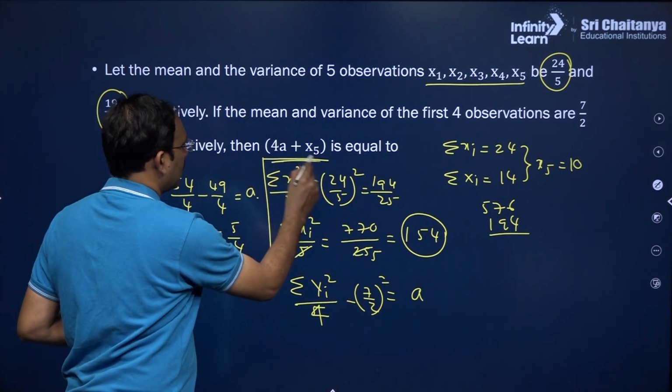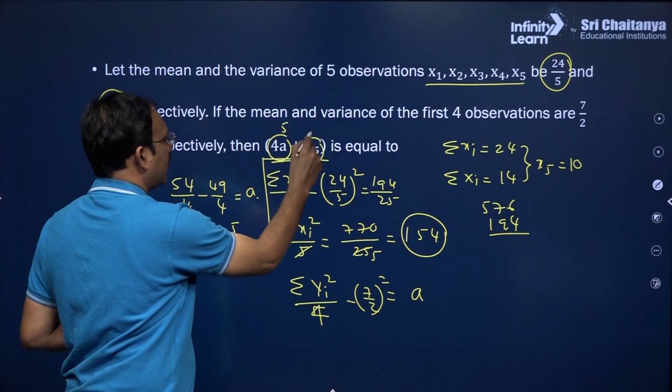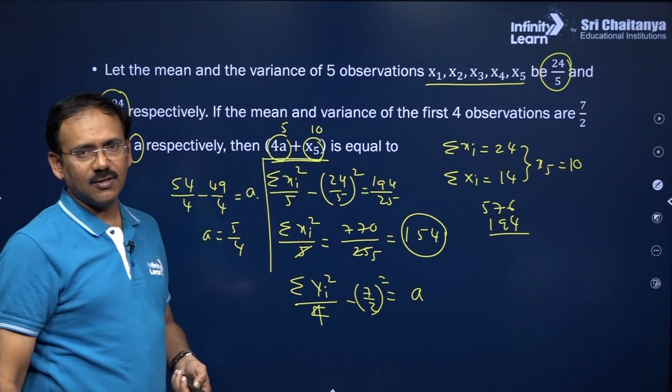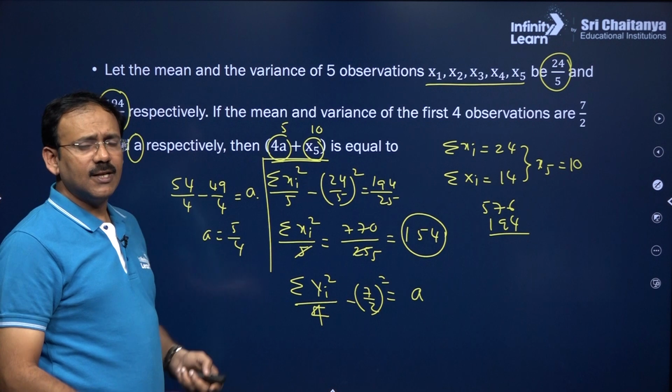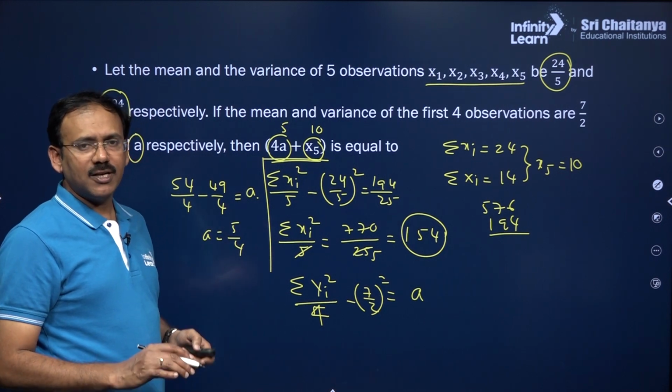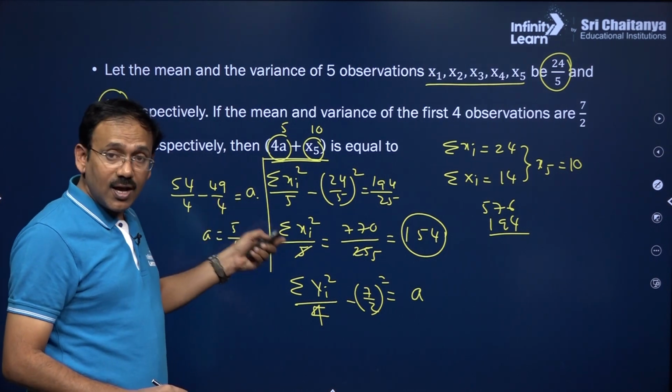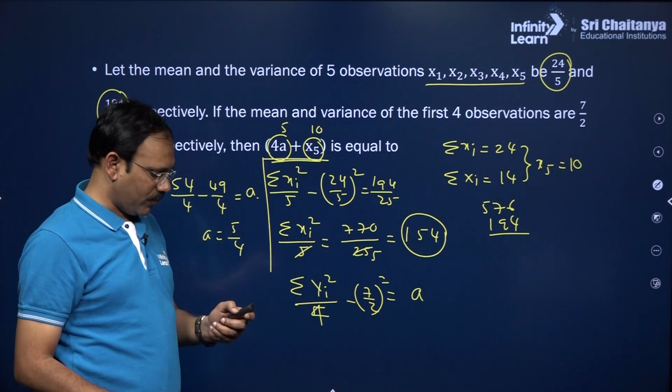Now substitute here. This becomes 5. This is already 10. Total 15 is the answer. That's it. Simple, friends. These formulas are very, very important in statistics. The variance formula is very, very important.